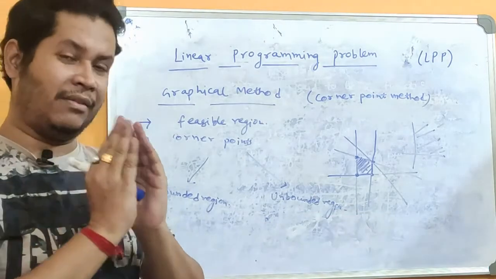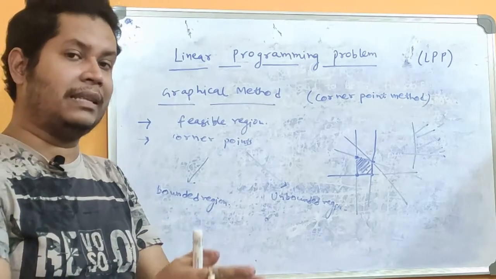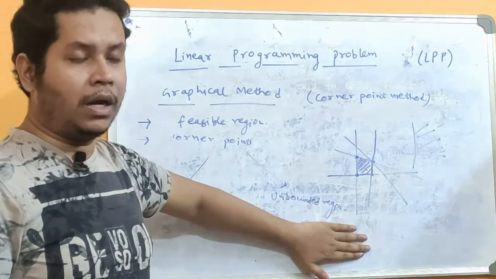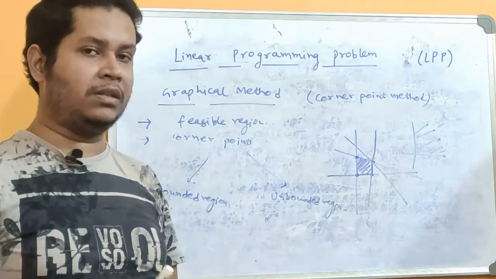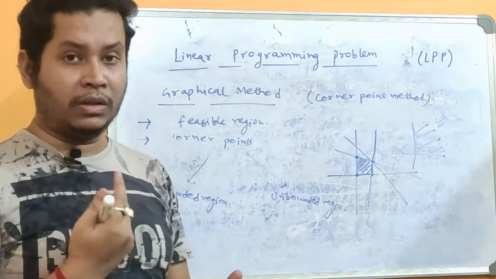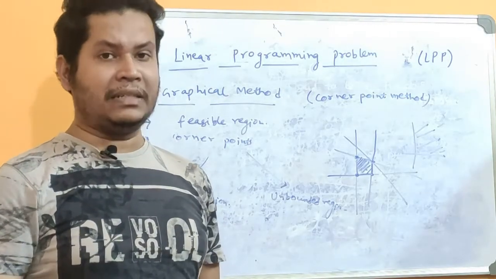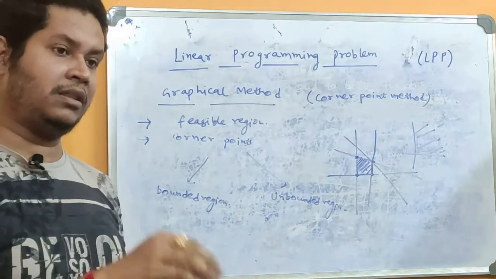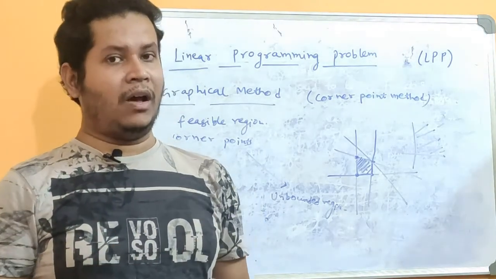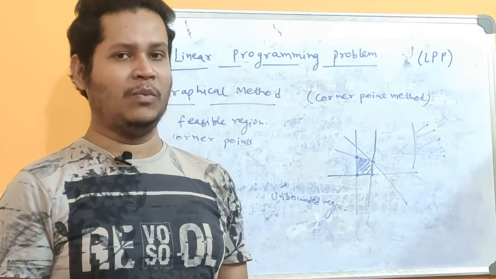So always keep in mind, whenever an LPP has a solution, the optimal solution will always be at a corner point, whether bounded or unbounded. But in an unbounded region, there is another case, where it is also possible that there might not be any optimal solution. How do we know in which case we are going to have a solution and in which case we are not? There is a method to check whether the solution exists or doesn't exist.